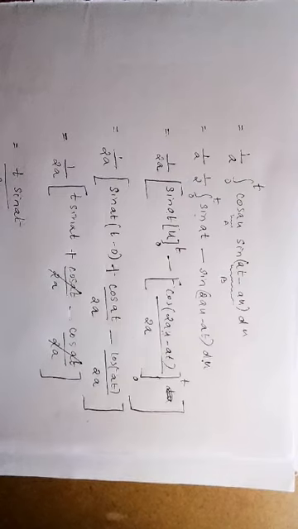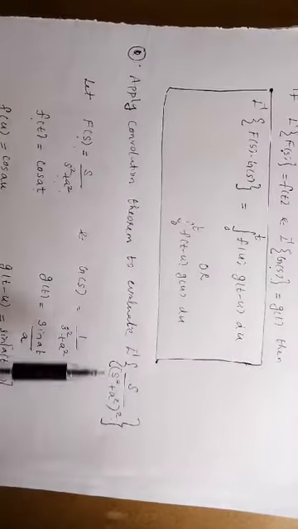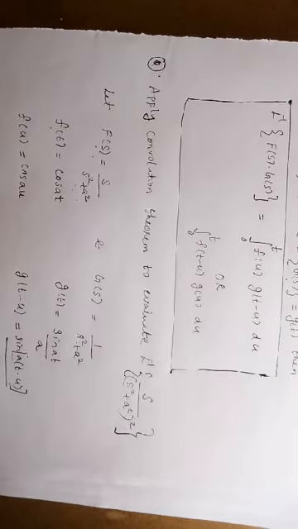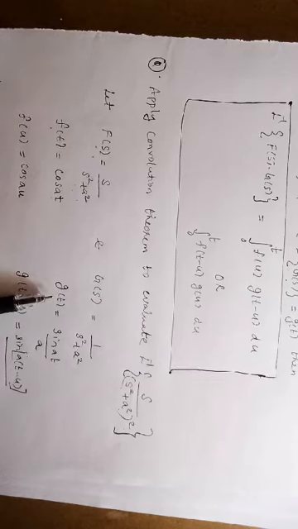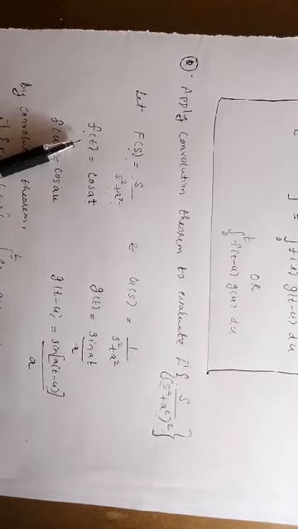So this is the inverse of the given function using the convolution theorem. So what are the steps? First, we have to split the given function as f of s and g of s and find the corresponding inverses f of t and g of t. Then you write down the function f of t as f of u and g of t as g of t minus u and apply the results directly.